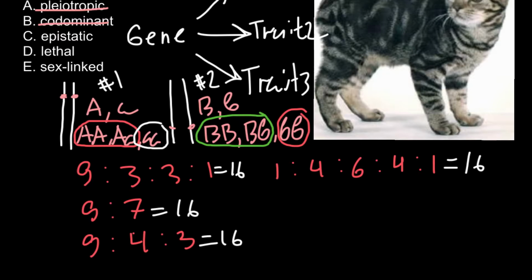So we also can cross out this variant. So this is not caused by epistasis. So we are left with two answers, sex-influenced and sex-linked. Now imagine that this condition, this 2:1 ratio, is caused by a sex-linked dominant allele.